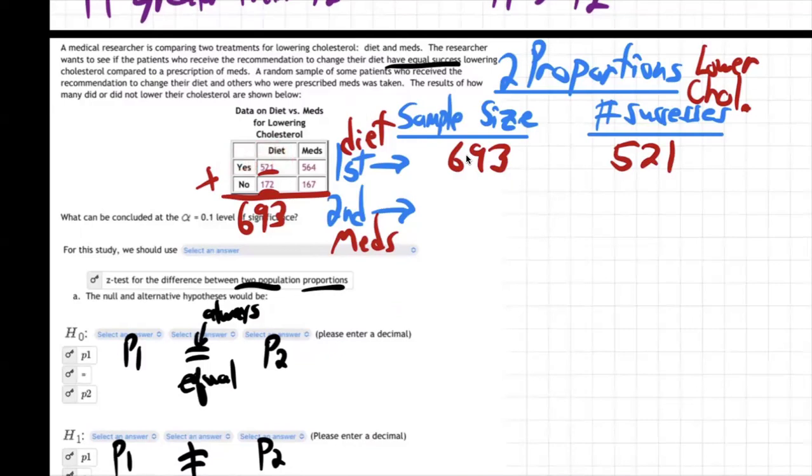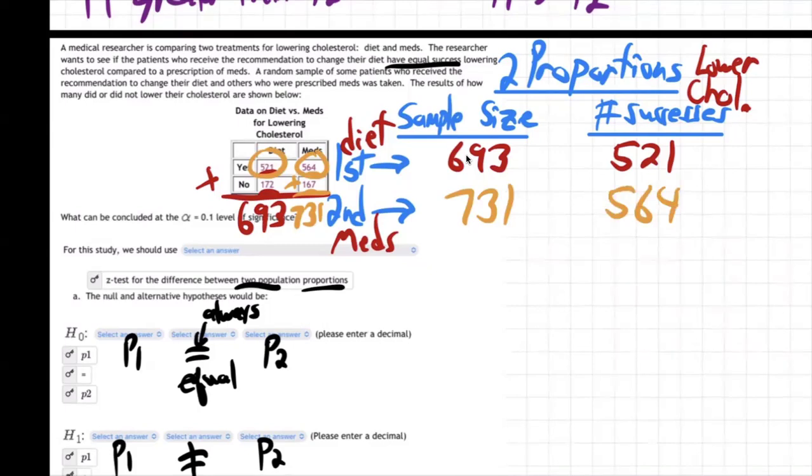Okay, and then what about the other one? I'm going to add up these numbers as well, like this and this. I think it's 731. Is that right? Yeah, 731 total. How many were successful? 564 of them were successful in lowering their cholesterol.